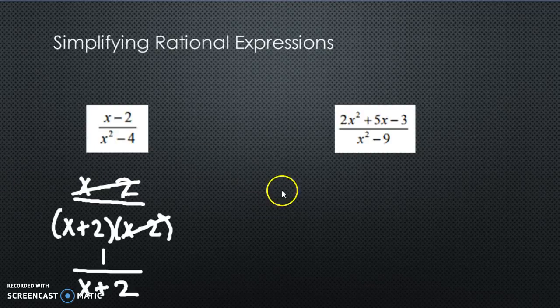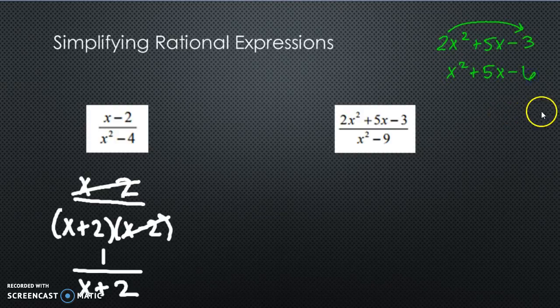For the second one, I have a quadratic on top and on bottom. So for the top one, we're going to have to do bottoms up, because there's nothing in common. There's not a GCF I can take out. So over here, we'll have 2x squared plus 5x minus 3. I'm going to multiply a and c. So we get x squared plus 5x minus 6. And I want to multiply to negative 6, but add to 5. So that's going to be 6 and 1. And I'm going to have my 6 positive, my 1 negative.